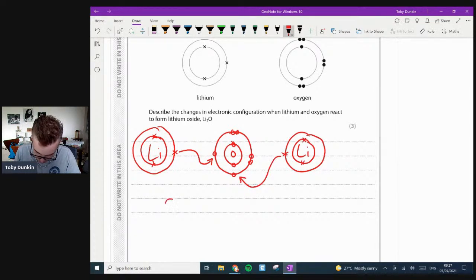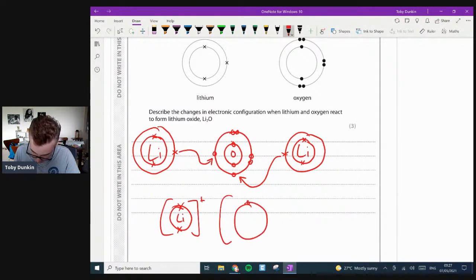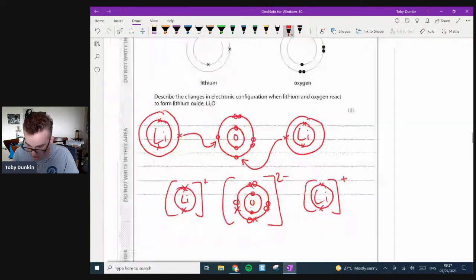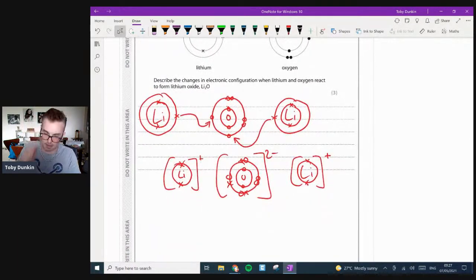And what it's going to form is lithium with now a full outer shell of 2, and it's going to be +1. We're going to form an oxide ion with a full outer shell of electrons, but 2 of them are now crosses from 2 lithium atoms. I'll do the whole thing since they did. That's now 2-. And then the lithium atom on this one, again, they're showing all the shells, so I'm going to do the same thing too, and we're finished. That will get you every single mark right there.